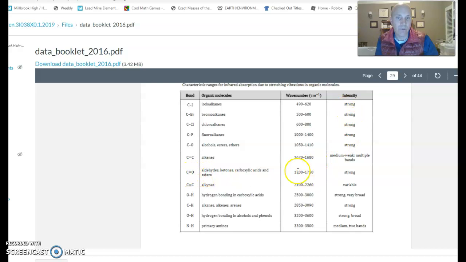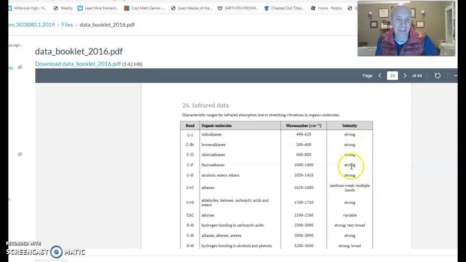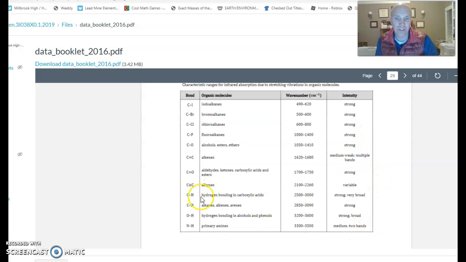So when you're looking at the IR data, it's probably a good idea to focus on the things that are considered strong signals. And OHs in, say, a carboxylic acid or an alcohol would be examples of things to focus on.